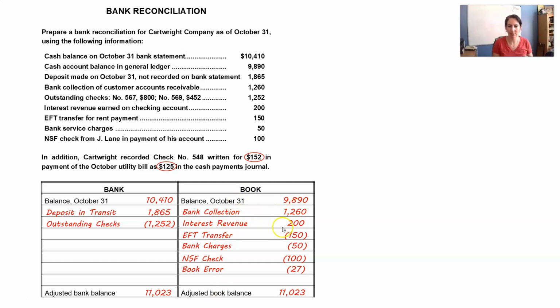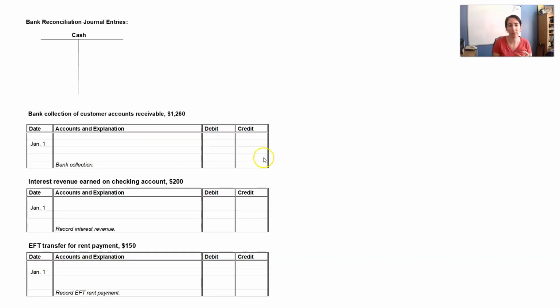I need to make journal entries for all of these things. I've got some bank charges in there. I've got some interest I collected in there. So for all of these guys on the book side, I need to update the journal entries. So let's go over here. Start off with $98.90.